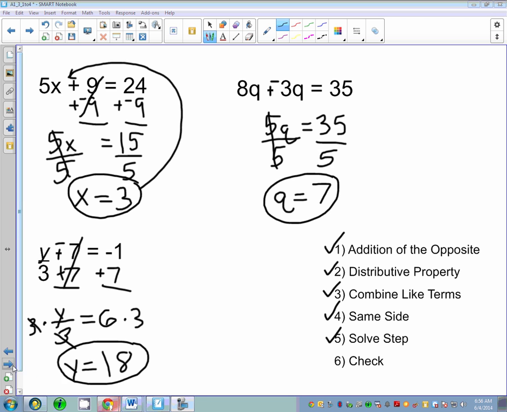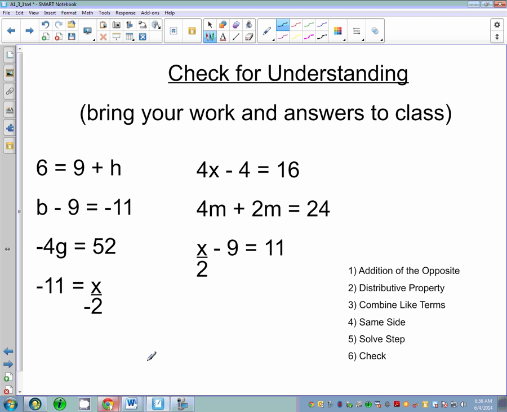Now I'd like you to get some practice. Copy these problems, bring your work and your answers to class so that we can discuss them.